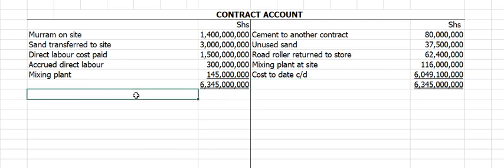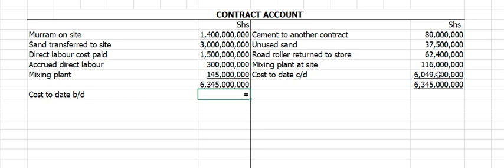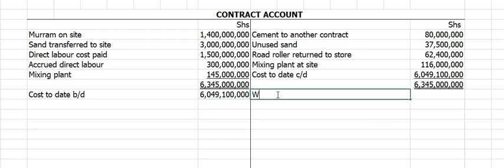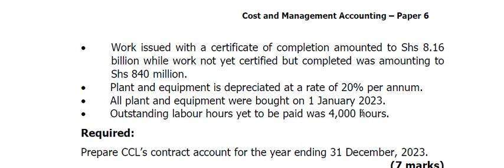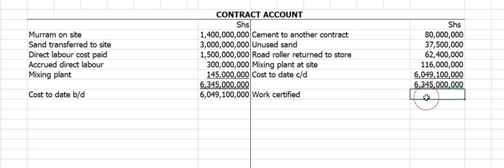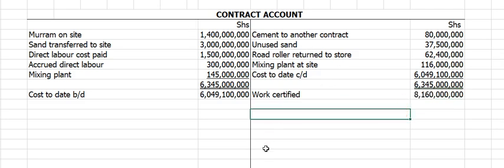So this cost incurred to date is brought down on the opposite side. Cost to date brought down. So we bring it down on the opposite side of the account. Then we have to get the value of work that was certified. Work certified, that is the additional information. We have been told that the value of the work certified amounted to 8.16 billions. Work certified, that is 8,160 billions. That is the value of work certified.